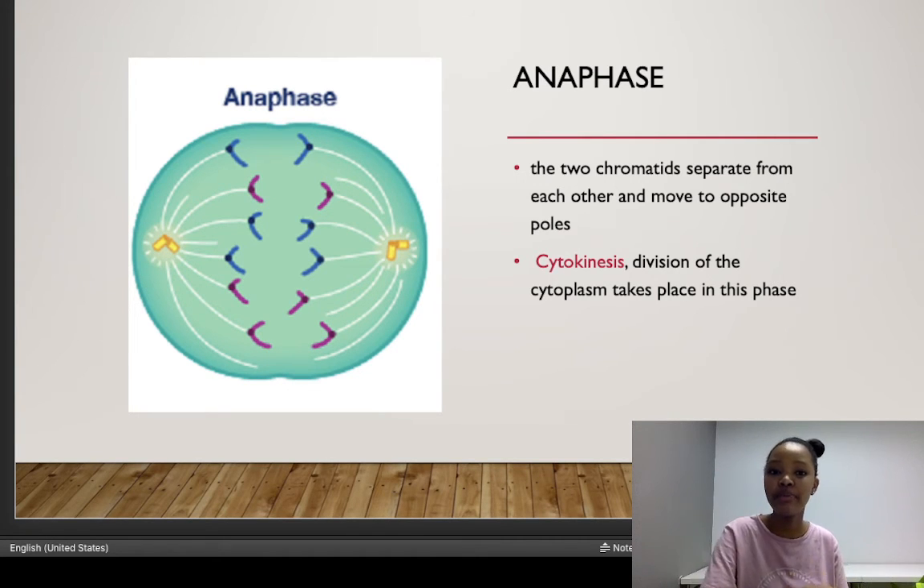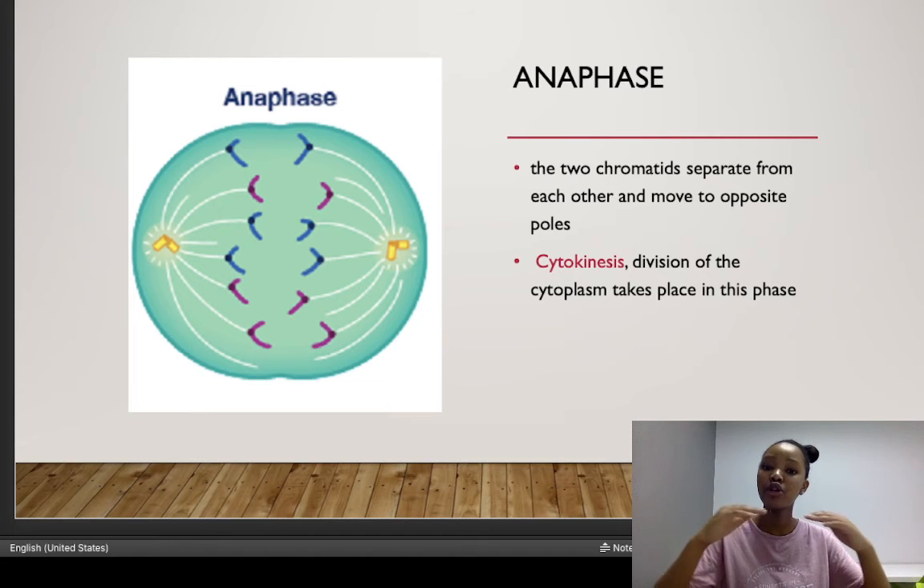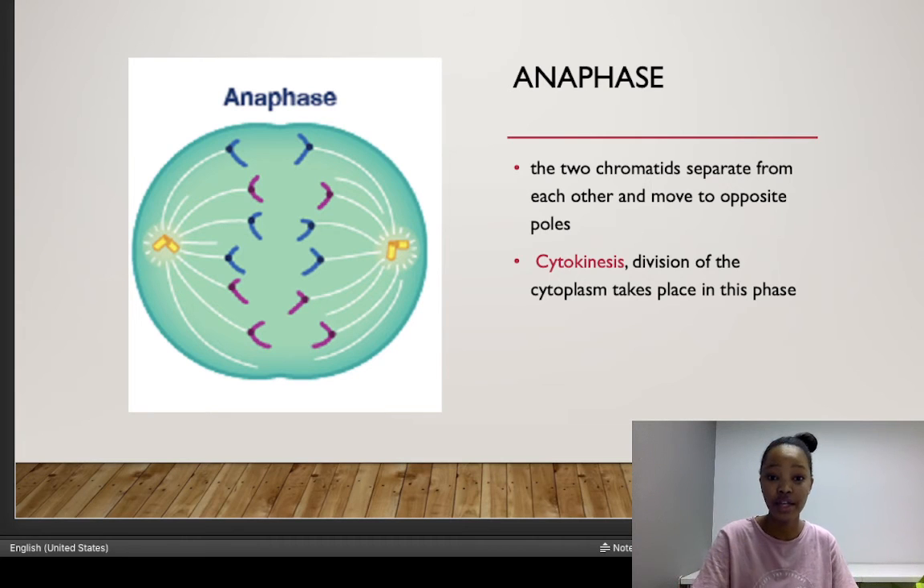As I mentioned before, a chromosome is made up of two chromatids. So now those two chromatids are starting to separate, forming what? Two chromatids. The chromatids are now moving to opposite poles of the equator. And another important process that takes place in the anaphase is what is known as cytokinesis.